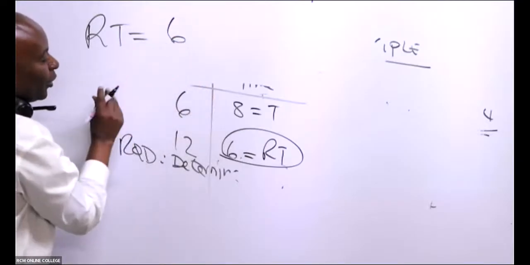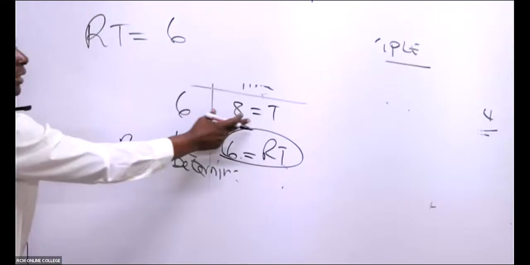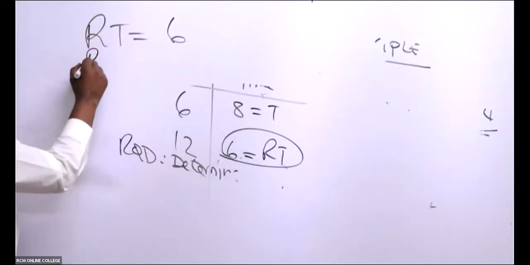6. But do we know the value of T? Yes. We know that T is 8. So R times 8 equals what here, somebody? 6. Therefore, R will be 6 divided by what here, somebody? 8. Which then ends up giving us 0.75, which is 75%.